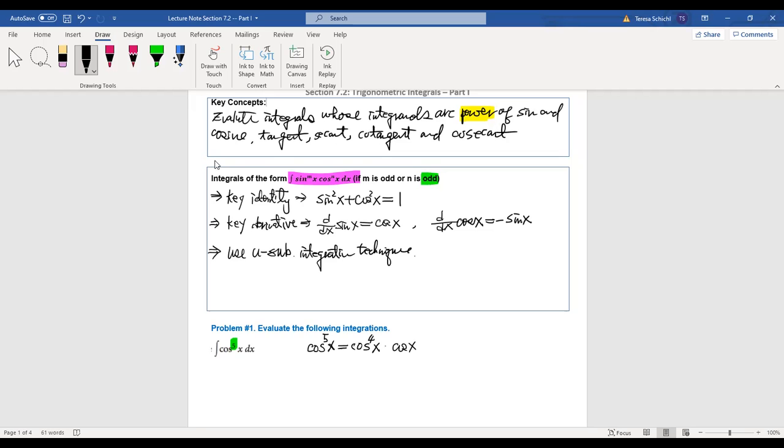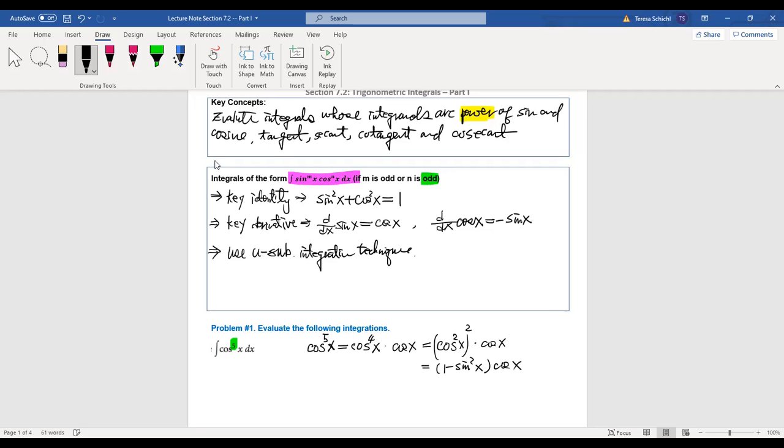Now, because cosine to the fourth is here, this gives cosine squared x, all squared, times cosine x. Now I know the cosine squared, so I can change it using the first identity: cosine squared x will be 1 minus sine squared x.